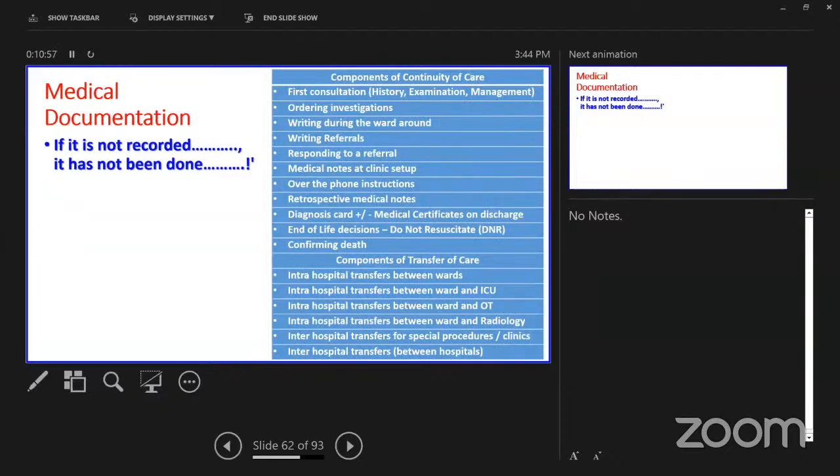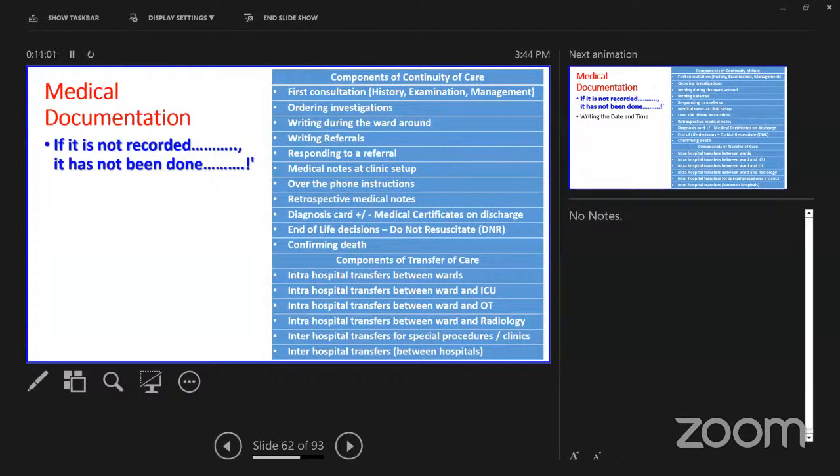So these are the things where you need to maintain documentation: components of continuity of care and components of transfer of care. The continuity of care: first consultation, history, examination, management, ordering investigations, writing during the ward round, writing referrals, responding to a referral, medical notes at clinic setup, over the phone instructions. These are really important. If you speak to your consultant over the phone and he has given some instructions, make a record of those things. Retrospective medical notes, diagnosis card, medical certificate, end of life decisions, confirming death. So these are the matters in relation to continuity of care.